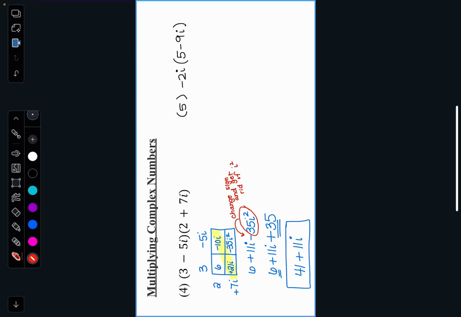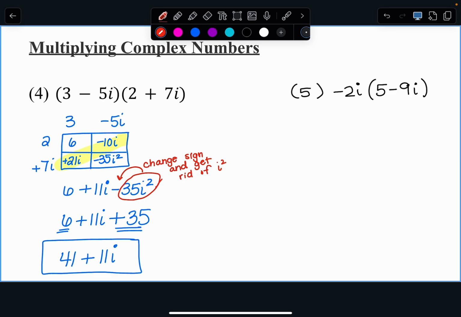So, all right, number 5, same idea, but all we have to do is distribute the negative 2i into both. Are we okay with that? Or multiplying? Yes? No? Maybe? So, negative 2i times 5 is negative 10, and it still has an i. Negative 2i times negative 9i, and again, plus 18i squared.